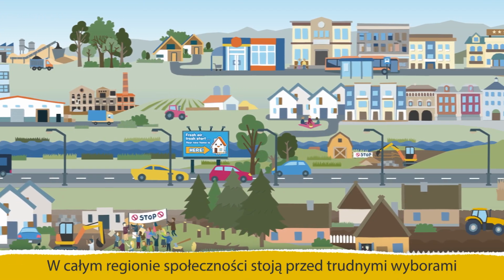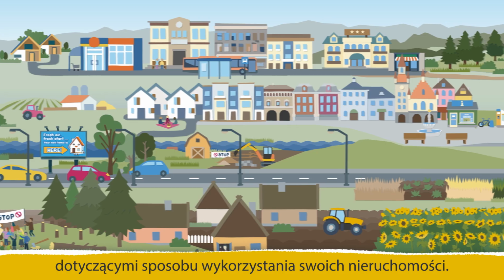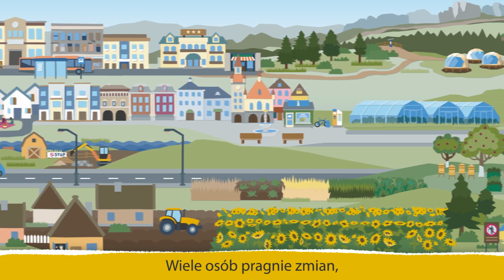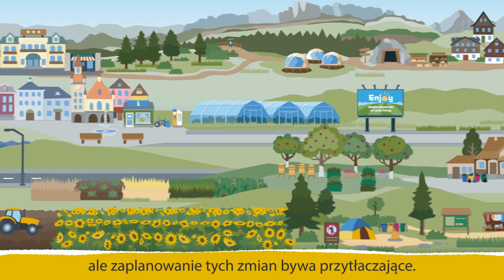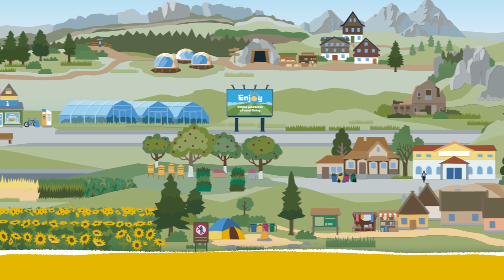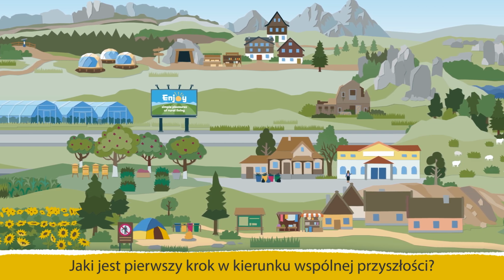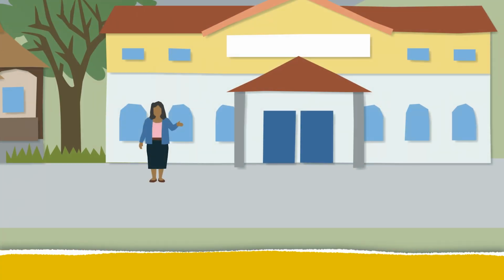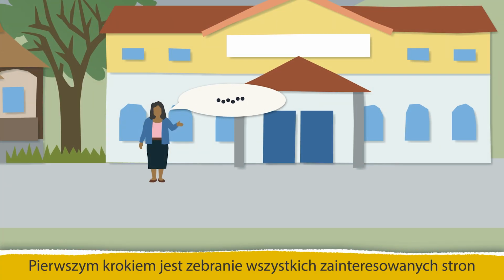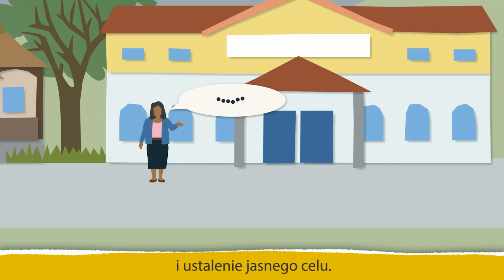Across the region, communities face tough choices about how to use their land. Many people want change, but planning that change can feel overwhelming. What is the first step to a shared future? The first step is for all interested parties to come together and set a clear objective.